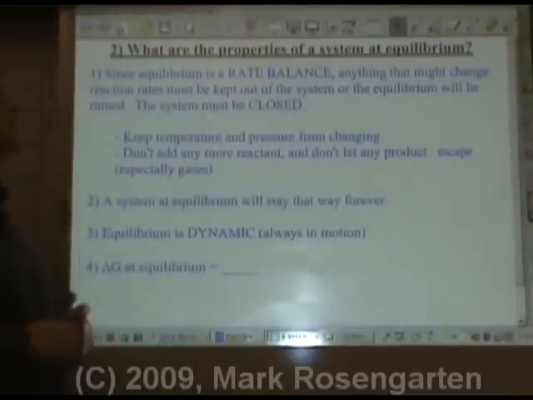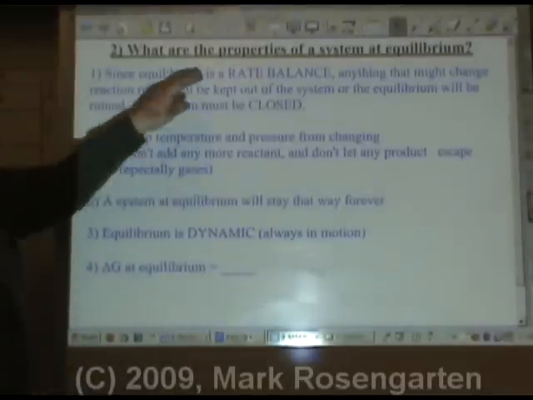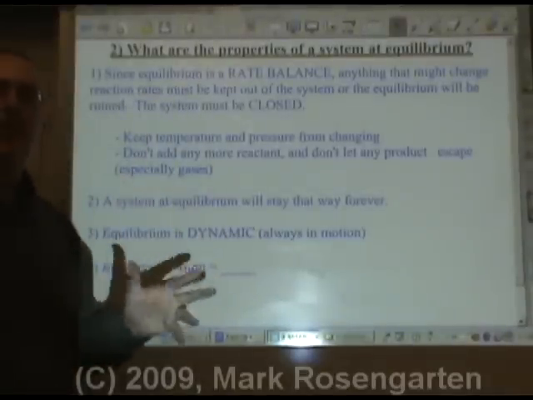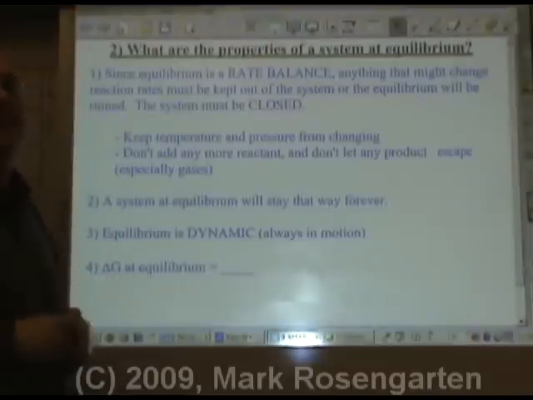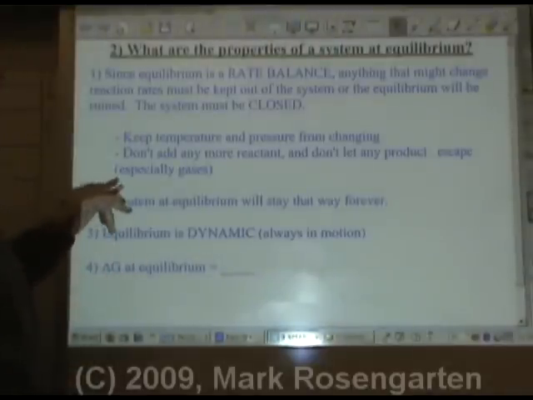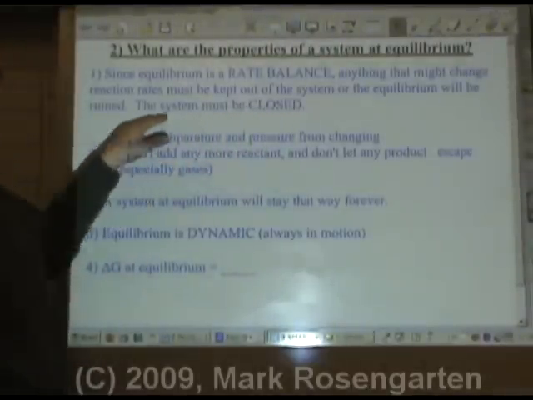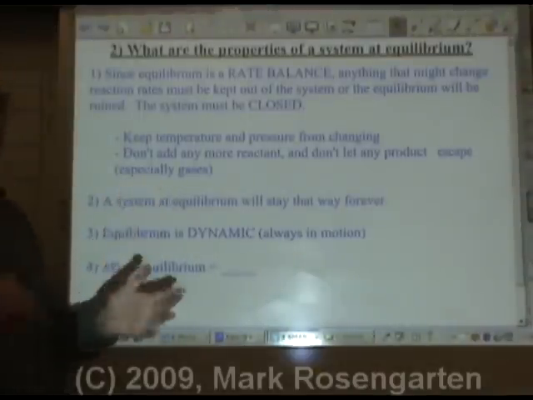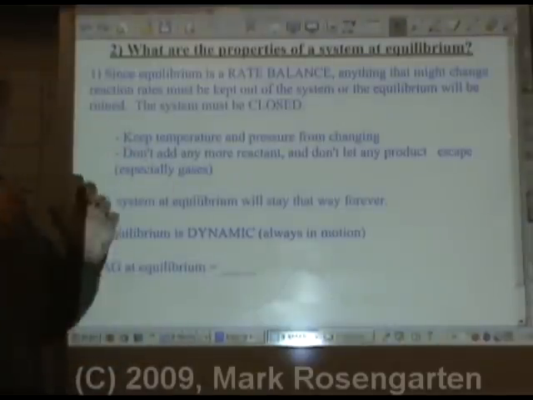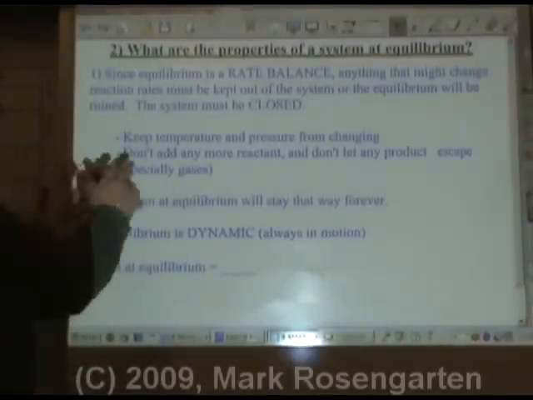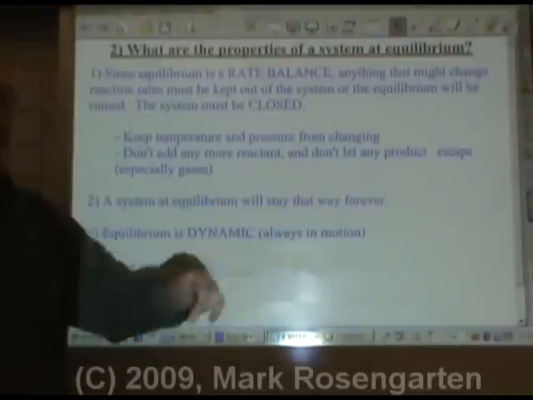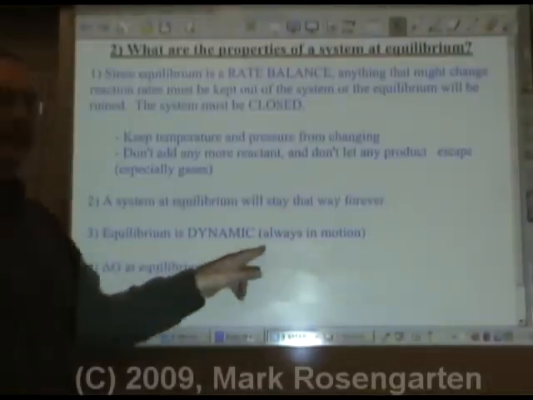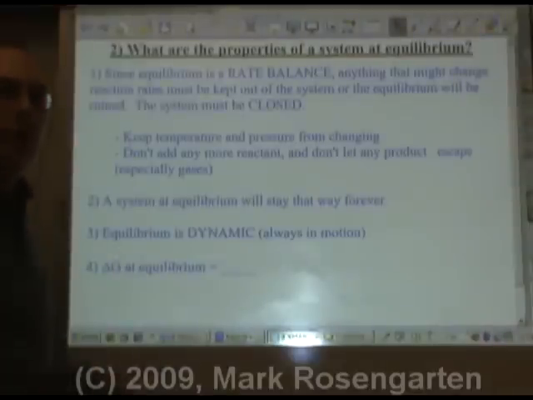The properties of a system at equilibrium: because it's a rate balance, anything you do that might change one rate over the other will mess up your equilibrium. So you need to keep the equilibrium in what's called a closed system. You need to keep temperature and pressure from changing, and you can't add any more reactant, and you can't let any product escape, especially gases. Put a cork on it, put a stopper on it, prevent anything from happening, and you'll keep that system at equilibrium forever.